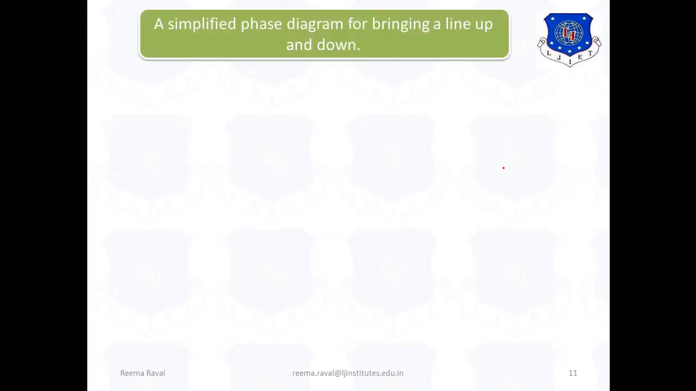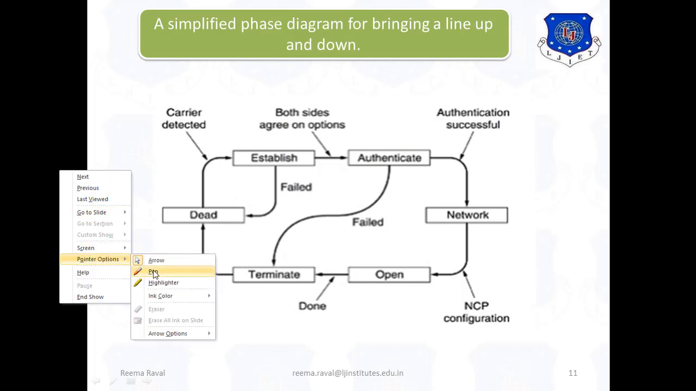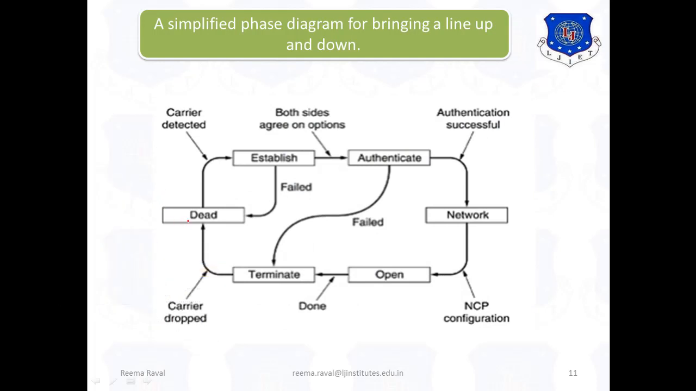Now let us see a simplified phase diagram for bringing a line up and down. Okay, so this is very important to understand how Point-to-Point Protocol works. So here, first of all, consider the line, or else communication link, in the dead state. Then as soon as the carrier or data is detected, it will establish the connection, right? So next the state will be established when both sides agree on the options. That means the transmitter and the receiver agree on the protocols or options. This will go to the next state, that is the authentication state.